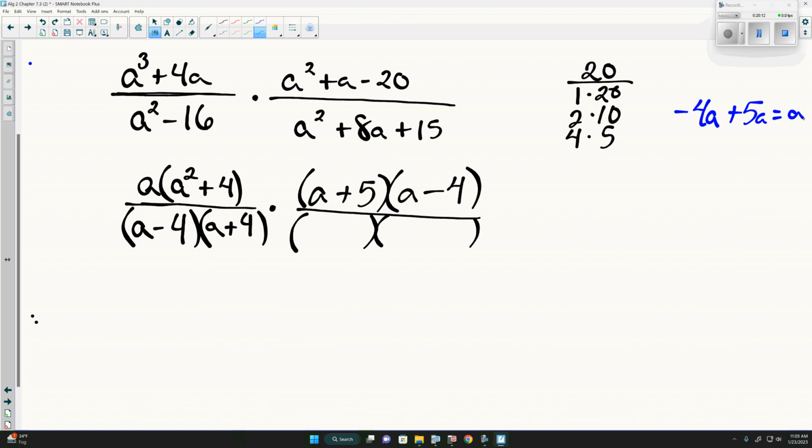Now the last one we need to factor is our a squared plus 8a plus 15. Since the 15 is positive, our signs are the same and match the sign of the middle term. So plus and plus. Our factors of a squared are going to be a and a. Now our factors of 15 are 1 and 15, or 3 and 5. So we can try 3 and 5 first, and it does work, because a times 5 is 5a, plus 3 times a is 3a, which does give us a positive 8a.